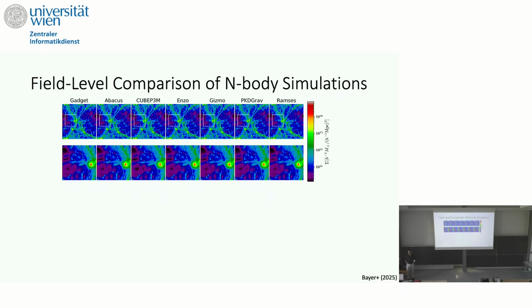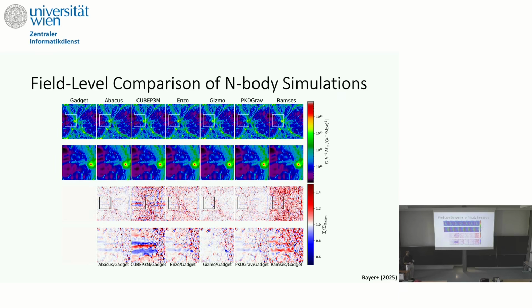They look quite similar by eye, but if you take a ratio of these fields, you can see there's quite a large difference between the two. In particular, Ramses has a lot of red and blue, very sharp red and blue, implying it's very different to Gadget. And so what does this mean when you do field level inference?